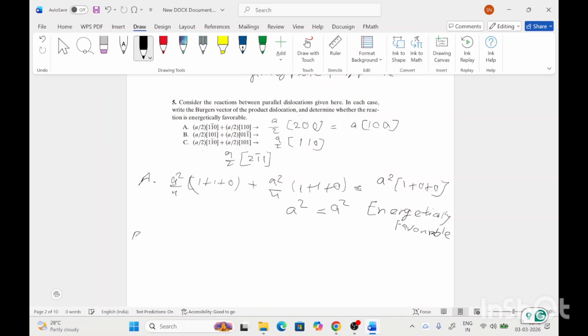For the B option, this is a²/4 (1 plus 0 plus 1) plus a²/4 (0 plus 1 plus 1), which equals a²/2 plus a²/2, so this will be a², and after the reaction it is a²/4 (1 plus 1 plus 0), which is a²/2. So the energy is reducing after the reaction, so it is also favorable.